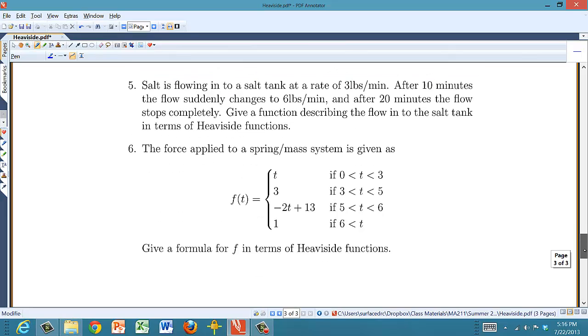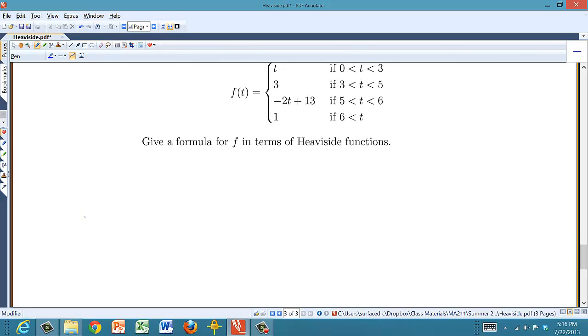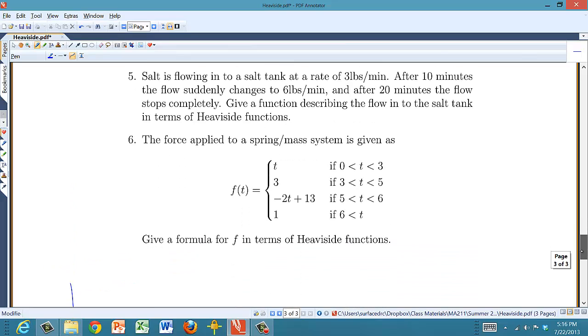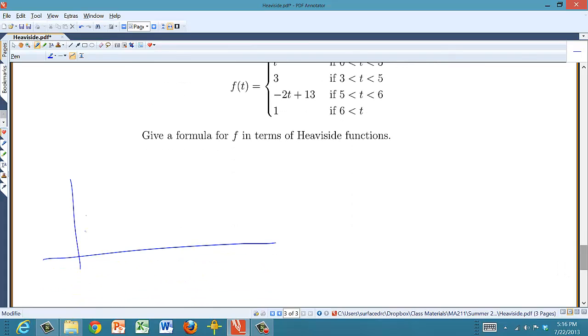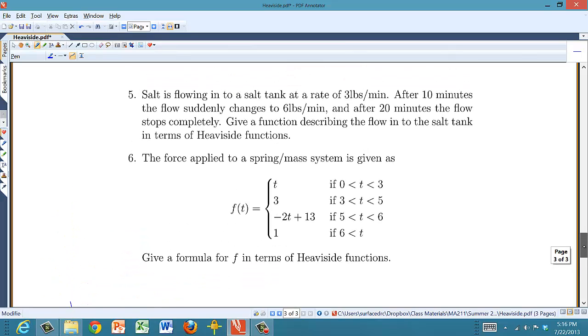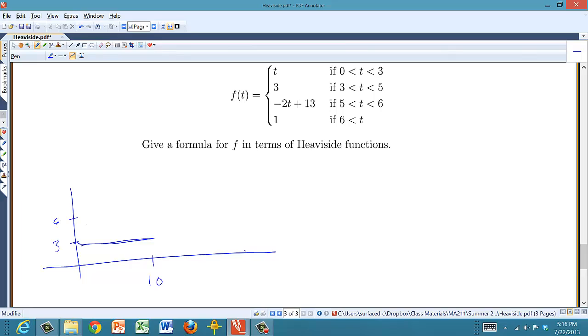So let's just graph that quickly. What is our flow looking like? It's 3 pounds per minute up until time 10, when it suddenly takes on 6 pounds per minute. So it's at 3, and then it's at 6. It changes at time 10. Alright, and after 20 minutes the flow stops completely. So at time 20 we have no flow. So this is our flow function. We can describe this in terms of Heaviside functions, no problem, right?